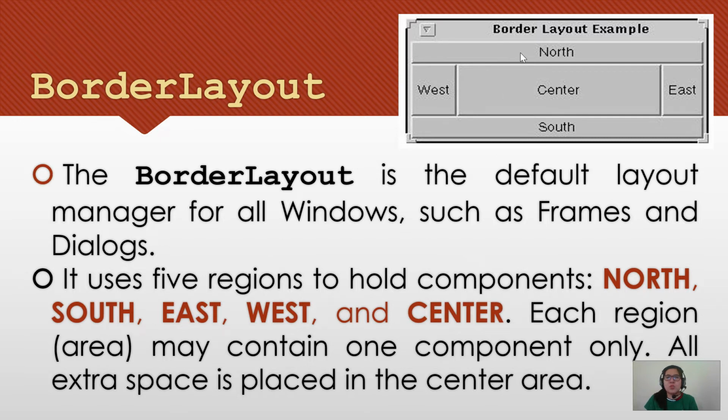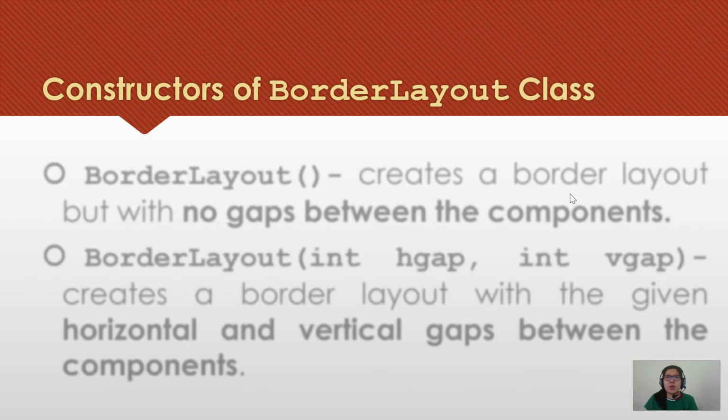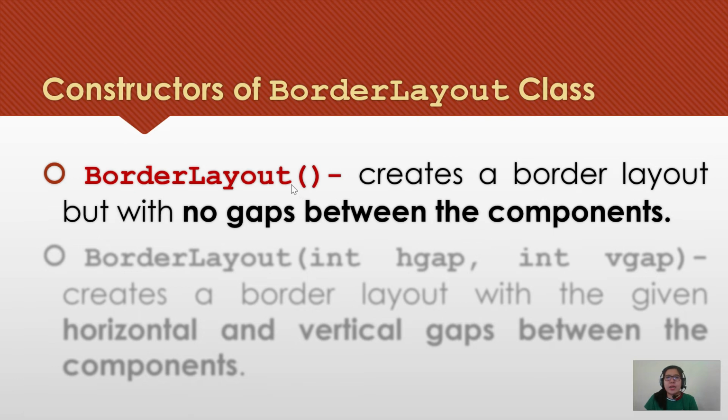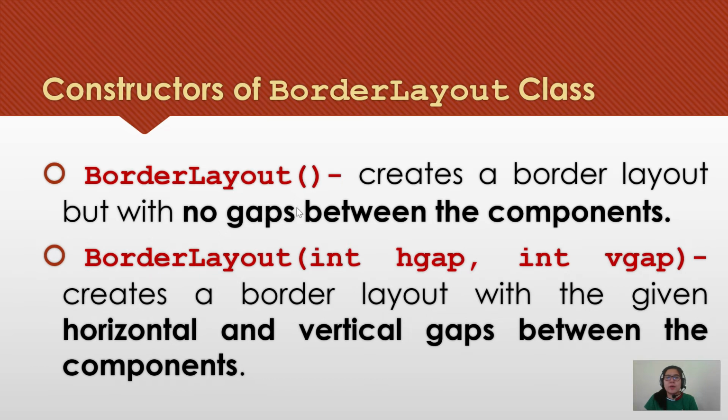So the topmost region is the north, the bottommost is south, on the left we have west, on the right we have east, and we have the center. In terms of the constructors of the BorderLayout class, we have BorderLayout with an empty parameter, which creates a BorderLayout with no gaps between the components. But if there are 2 parameters, they refer to the horizontal and vertical gap.